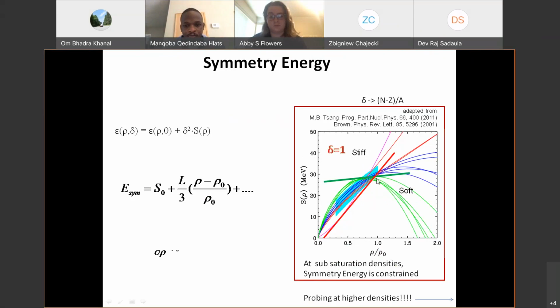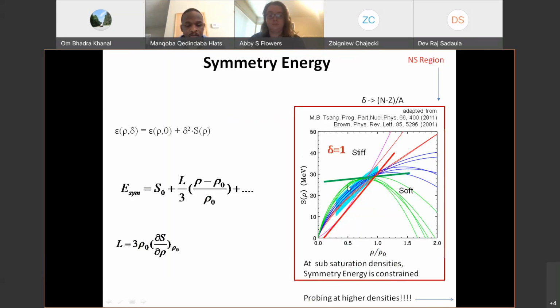If the slope of this curve is small, then it is soft, and if the slope is large and positive, then it is stiff. So what we can say is that if the density dependence of symmetry energy is positive at high density, corresponding to these steep curves, then neutrons are expelled out of the system. And if the density dependence of symmetry energy is negative, which corresponds to these soft lines, then we can say that symmetry energy attracts neutrons toward the system.